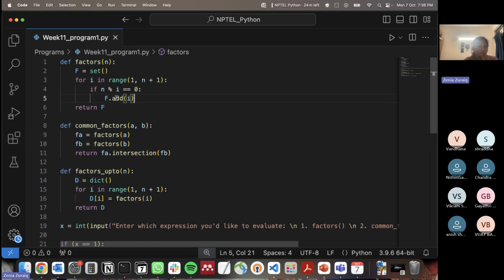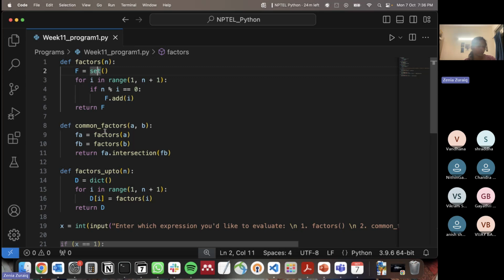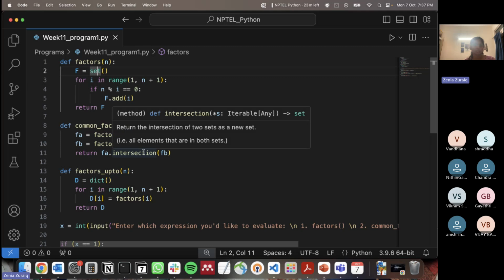In common factors, you're doing factors of A and factors of B. And one interesting thing is when you use something called set, set is basically like, if you've learned in mathematics, what is a set. Can you see my screen, right? Okay, yeah. So you can see that I have highlighted set. So set is a special class with which you can get a set object. So when you have a set, you can do functions of set on it, like union, intersection, if you have heard these things. So that's why you can just give FA intersection FB. Intersection will return all the elements that are in both sets.